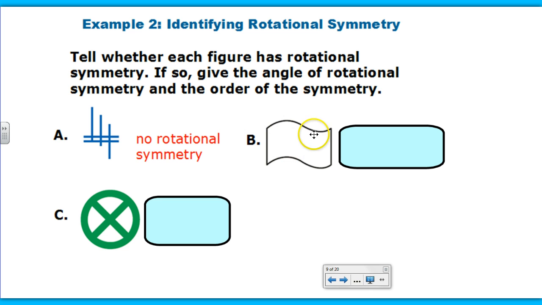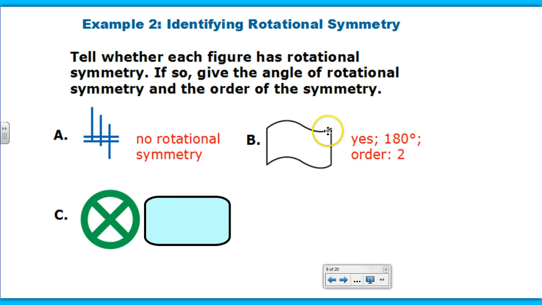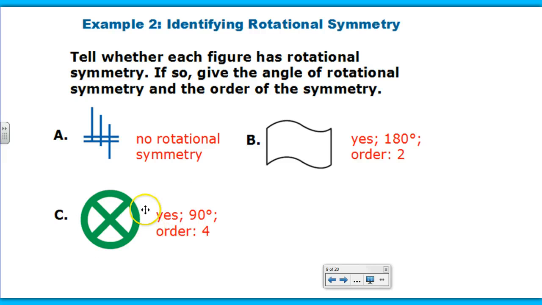How about figure B? Can we rotate it a number of degrees less than 360 and have it land on its pre-image? And yes, we can. We can rotate it 180 degrees and then another 180 back to the original position. So we have an order of 2. And in figure C, what do you think? It looks as though this does have rotational symmetry, doesn't it? It's a 90-degree angle of rotational symmetry, so it has an order of 4.